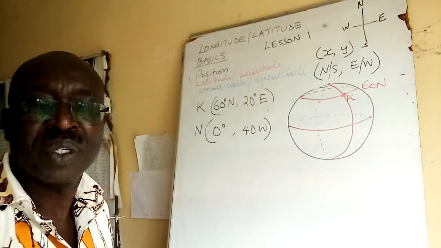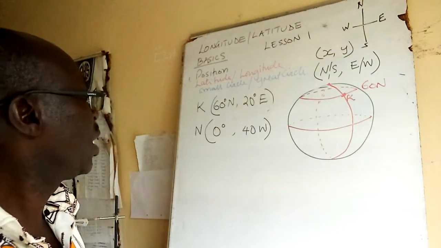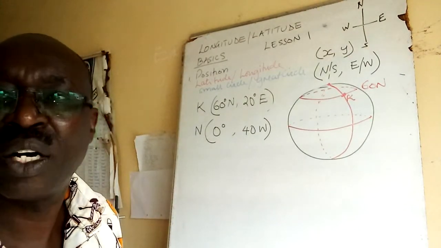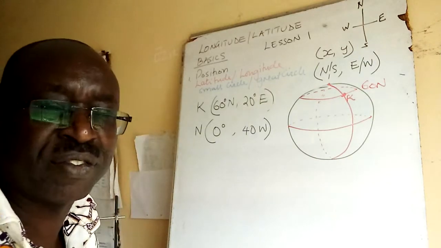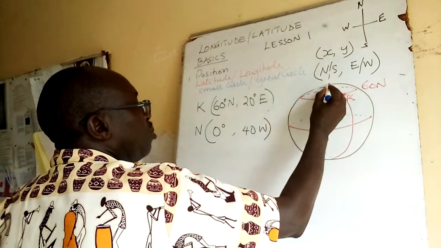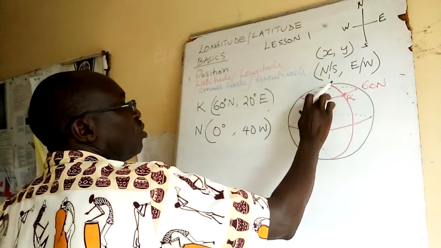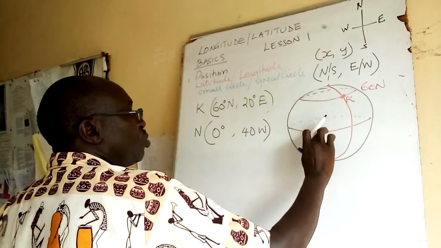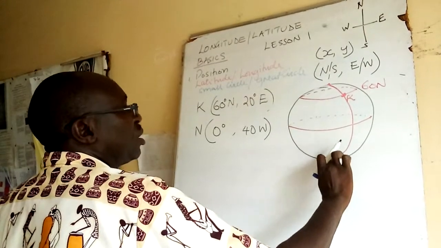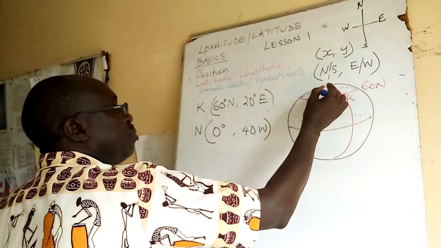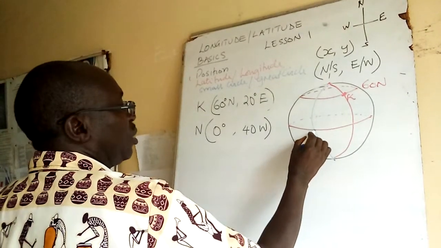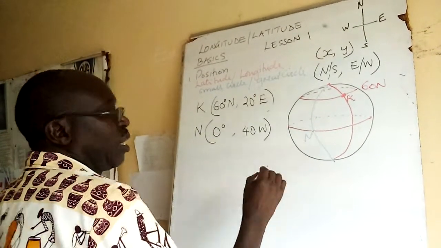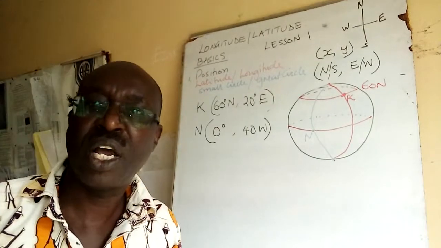Okay? Then I'm told 40 degrees west. You will just make it bulge towards the left. So I can put that. Now that you have understood, I can remove this so that we don't have much there. So I can put there. So this is the point N. That is my point N.